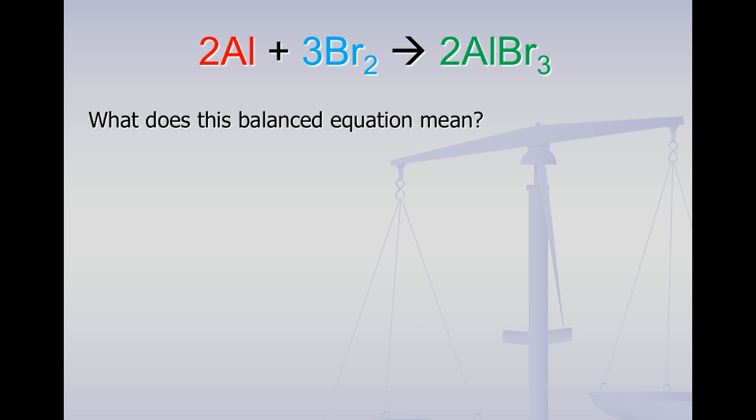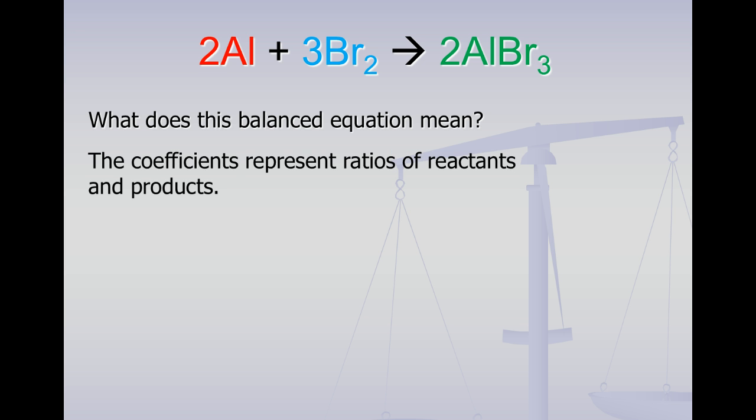So how are we going to use this? What does that balanced equation mean? We have to focus on those coefficients. Those coefficients represent the ratios of the reactants and products. Just like when you have the subscripts in the chemical reaction, that represents a ratio of the number of atoms of each element that make up that compound. Well, these coefficients also are the ratios of the reactants and products that are interacting in the chemical reaction.